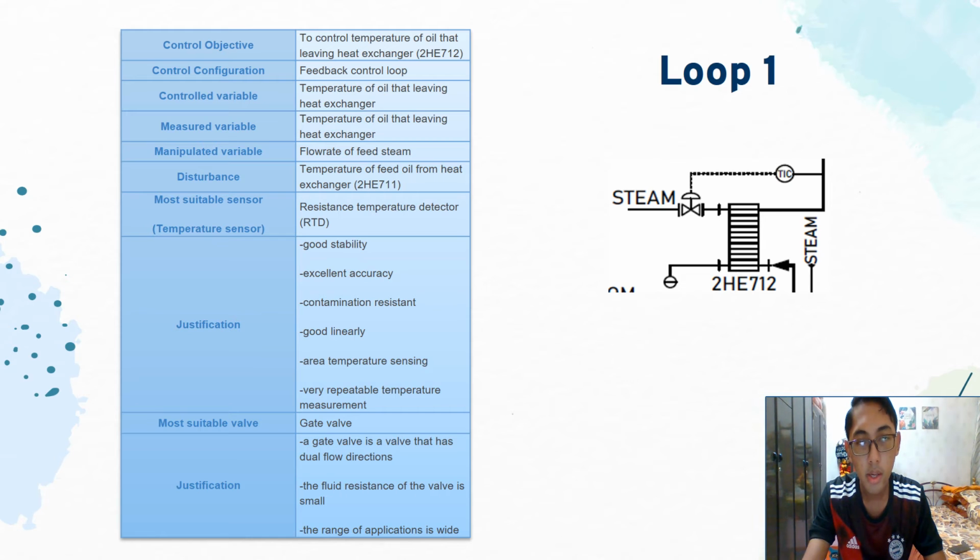The reason RTD is the most suitable sensor is because RTD has good stability, excellent accuracy, contamination resistance, good linearity, area temperature sensing, and very repeatable temperature measurement. The most suitable valve for this loop is a gate valve.